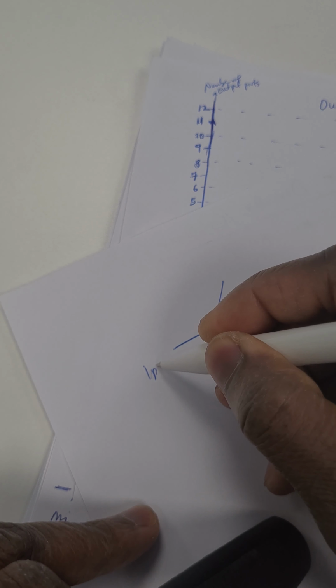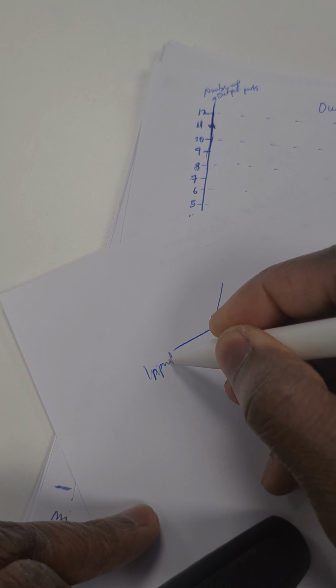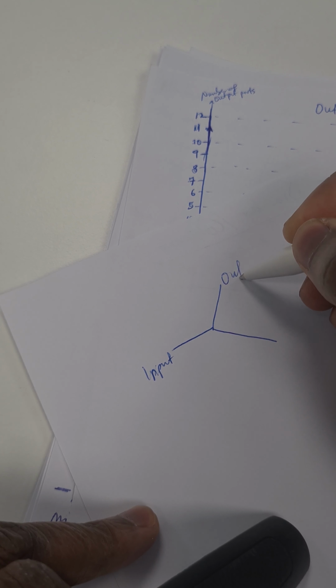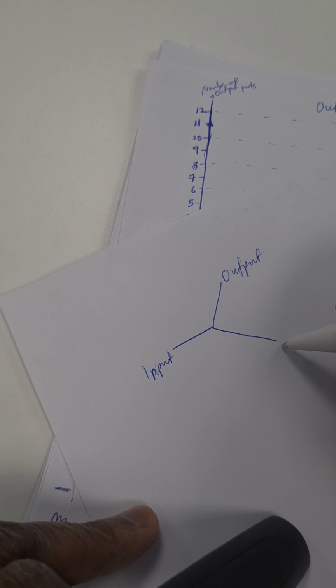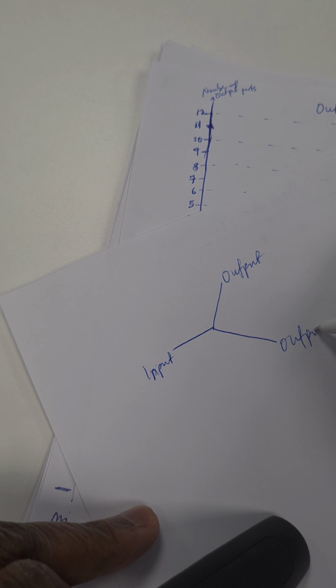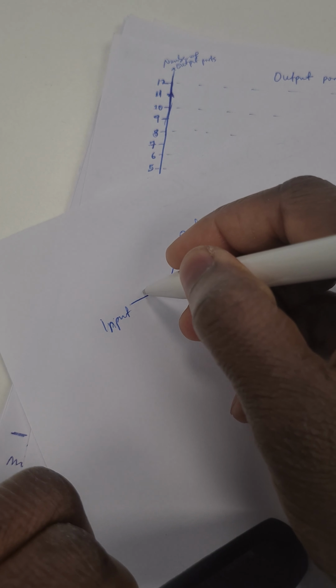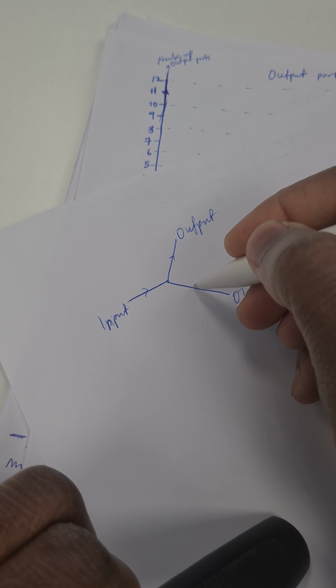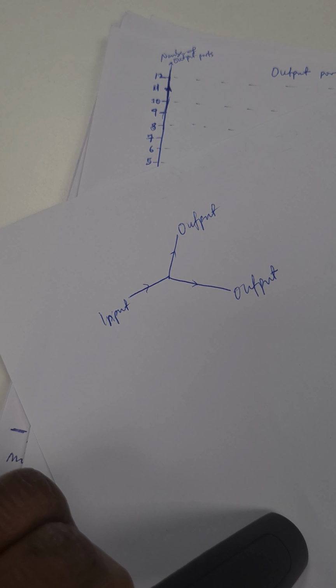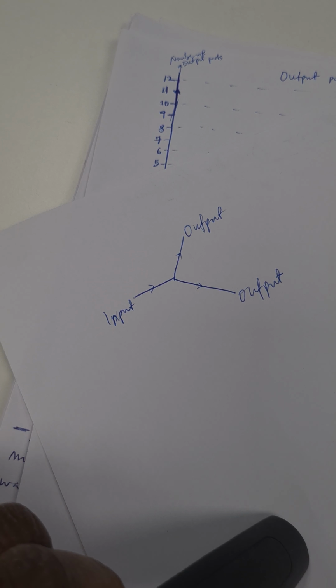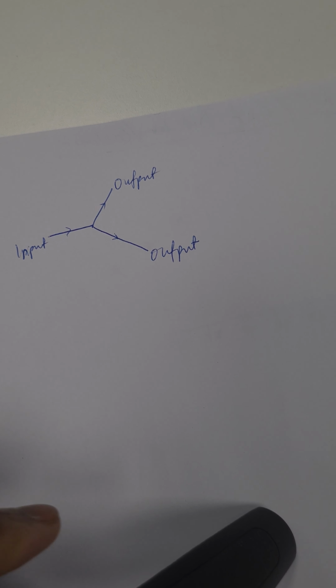So this is input, and here we have output. So we have 1 input going in and 2 are taken. So this one, regarding the one I've just shown, is one.